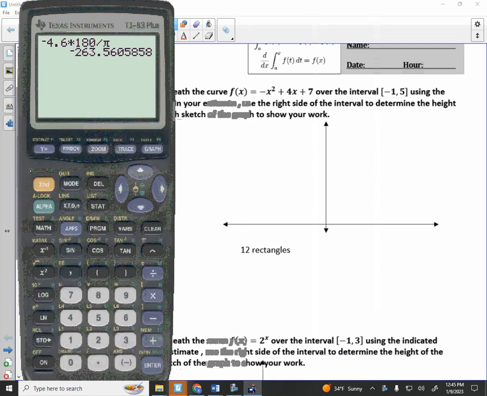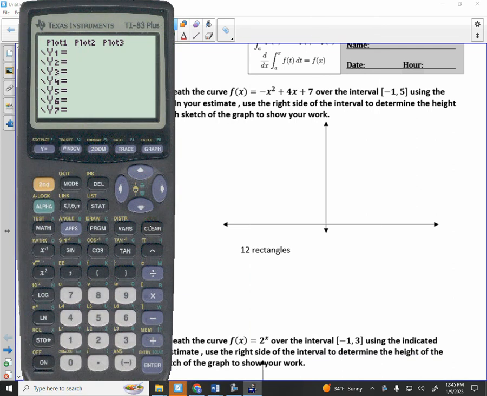Okay, so I'm just gonna type that in real quick to my calculator. Negative x squared plus 4x plus 7.